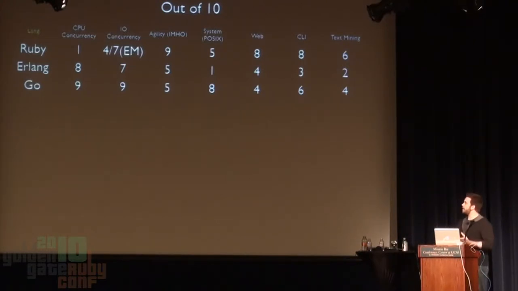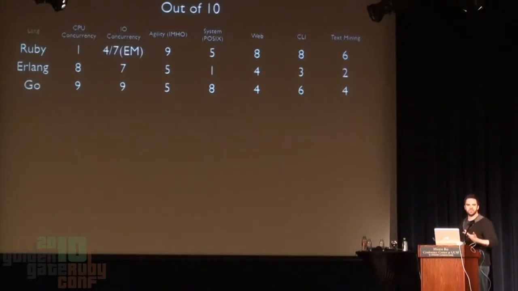So Go. Go is pretty amazing. I'm going to throw it a 9 on CPU. IO concurrency is fantastic. It acts like it's blocking, but it's not in the background. The IO is asynchronous. So as you have your Go routines running, they look like they're blocking, but they're not. They're all kind of just waiting their turn in a fair way. System support is really high. It does some pretty great stuff for POSIX system support.